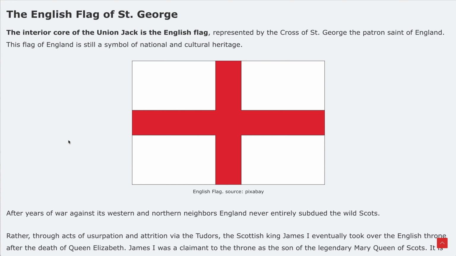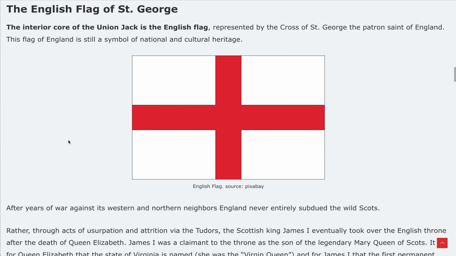And we start off with the English flag of St. George, St. George's Cross, which is very, very iconic if you are English. And I have English genetics as well. And this is a very, very powerful sort of source of imagery. And the interior core, okay, of our Union Jack is the English flag, represented by the cross of St. George, the patron saint of England. And this is still a symbol of national and cultural heritage.